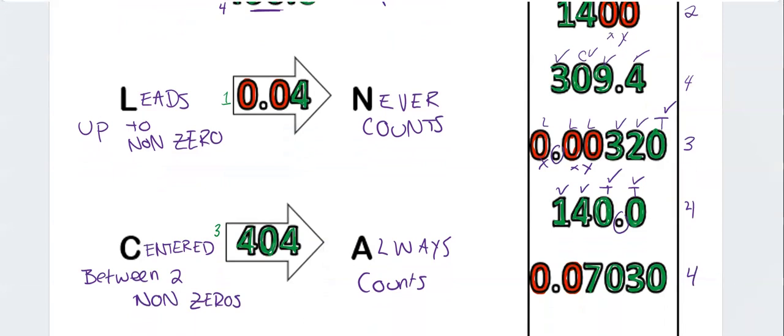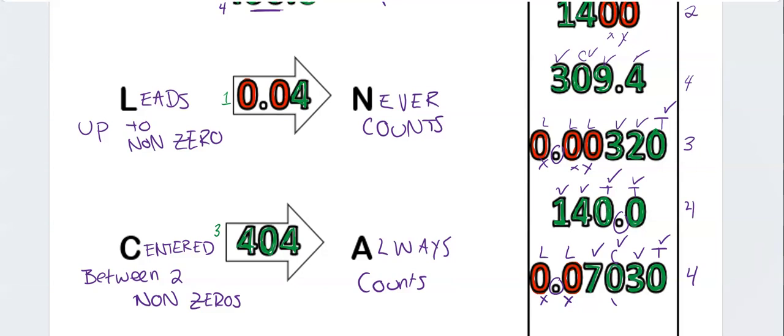We have all types of zeros here. We have leading zeros, which never count. A center 0, which always counts, as well as our non-zero numbers. And then finally, we have our trailing 0. And again, a decimal point exists in the number somewhere. And so that counts. So hopefully this helped make sense of sig figs.